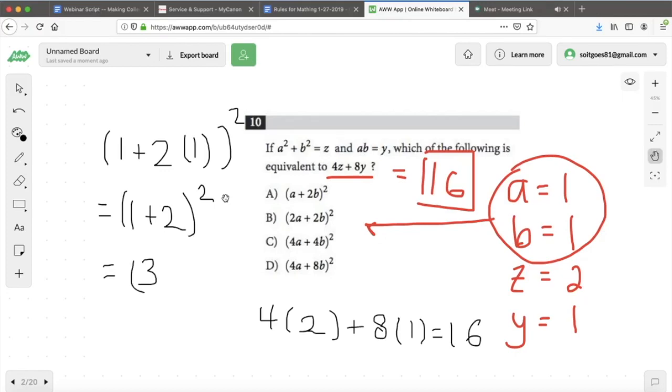Looking good. 1 plus 2 is 3. Absolutely. Calculate what's inside the parentheses. Now do exponents. All right, and 9 does not equal 16. All right, and we know the correct answer choice has to give us 16 when A is 1 and B is 1. So answer choice A is gone. Any questions about that, guys?